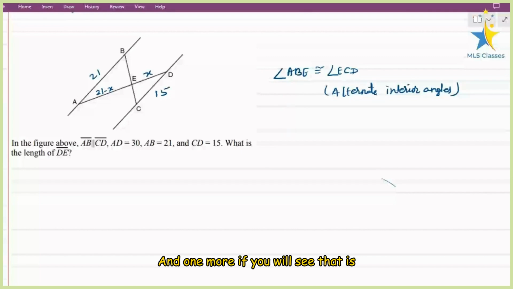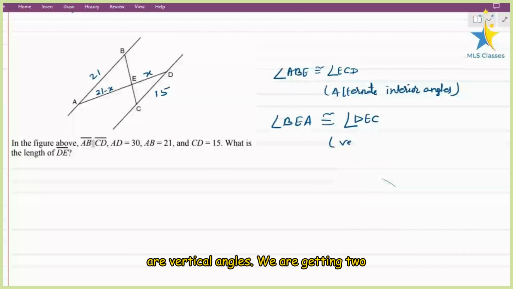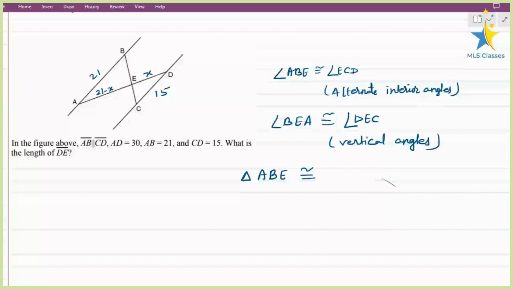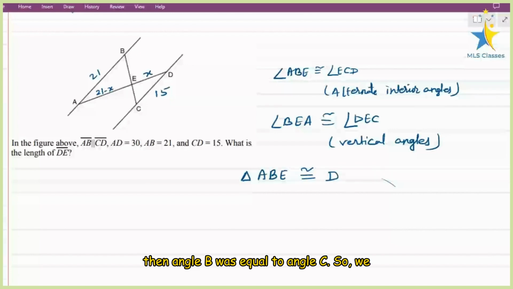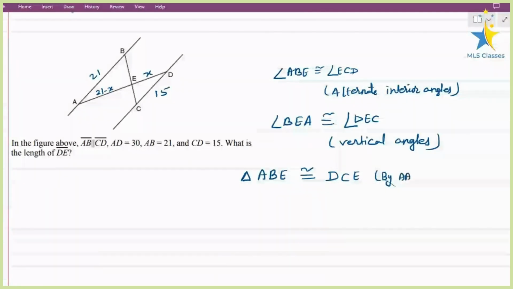And one more, if you will see, that is angle BEA is congruent to angle DEC. They are vertical angles. We are getting two angles congruent, then we can say that these two triangles will be similar. So we can say that triangle ABE should be similar to triangle DCE. Then angle B was equal to angle C, so we can say B to C, and that is E to E. So triangle ABE is similar to triangle DCE by AA criteria.